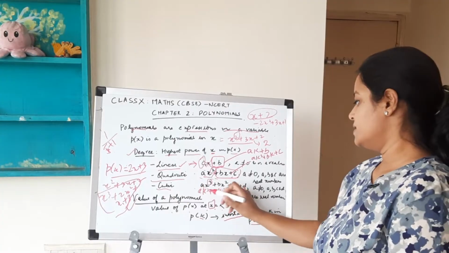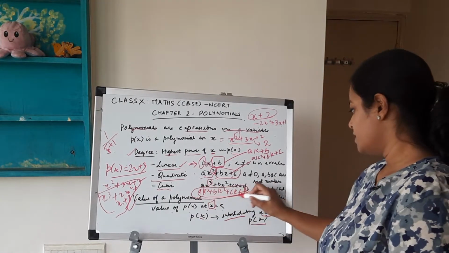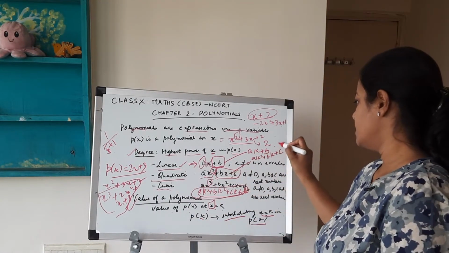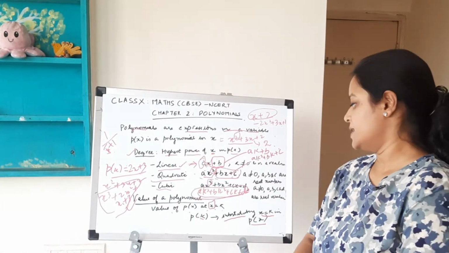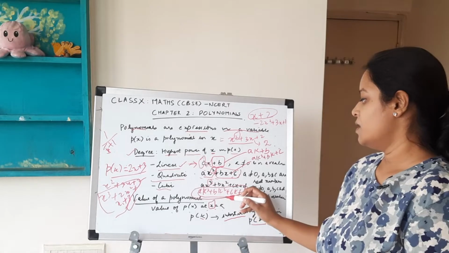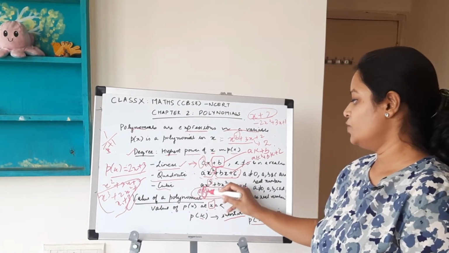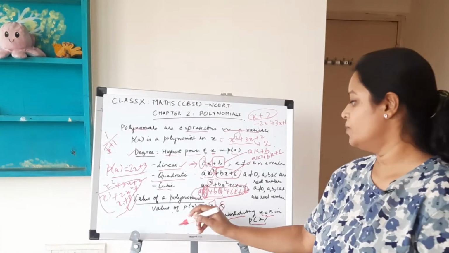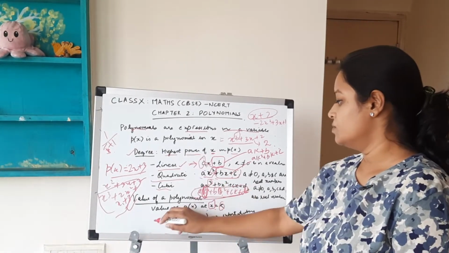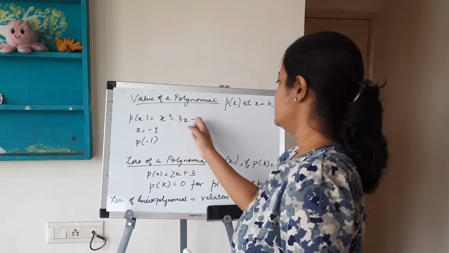We are going to understand the implication of this, like why we are substituting x by k. I have told you in terms of k, but actually k is a number. So k could be 2, k could be 3. So let's see an example.